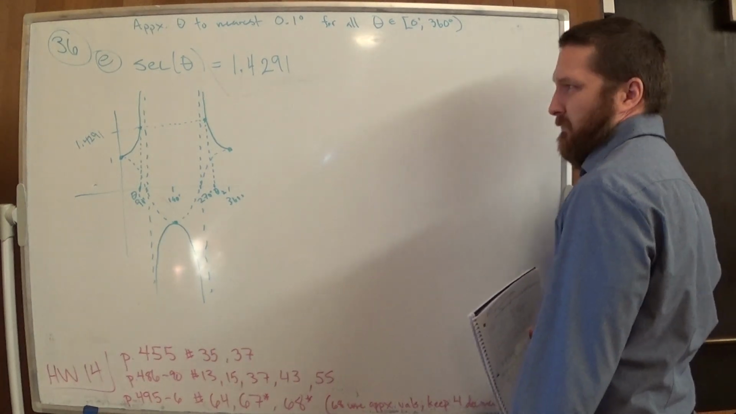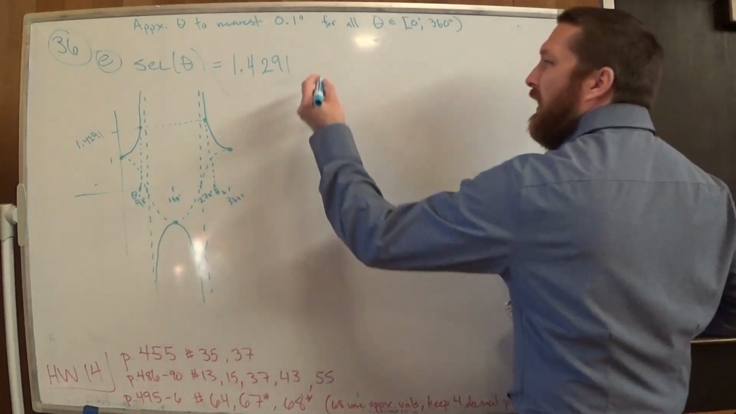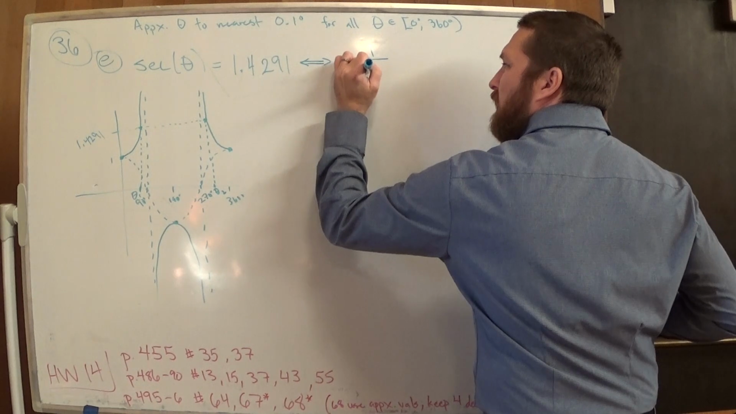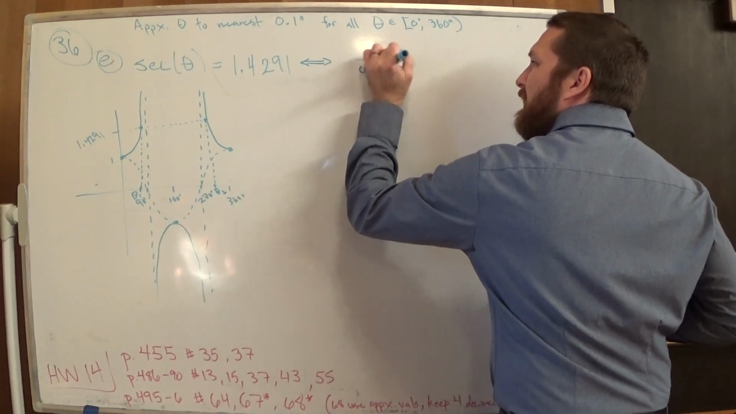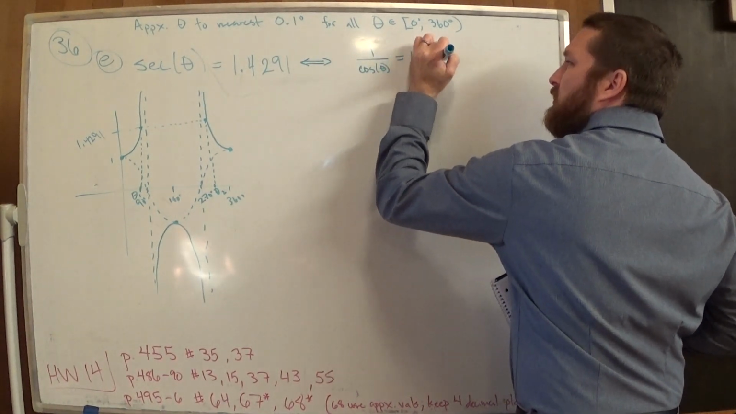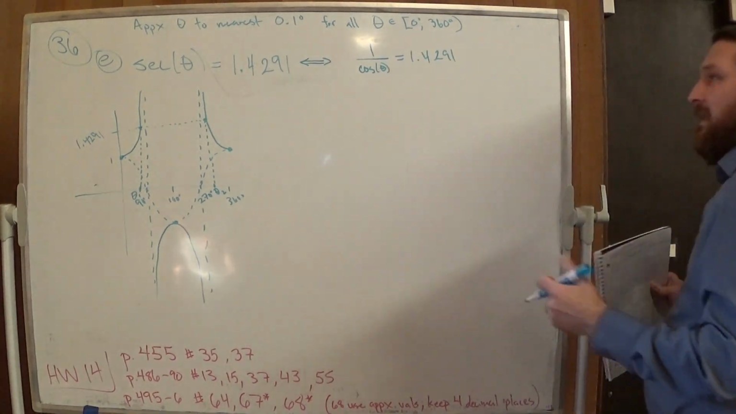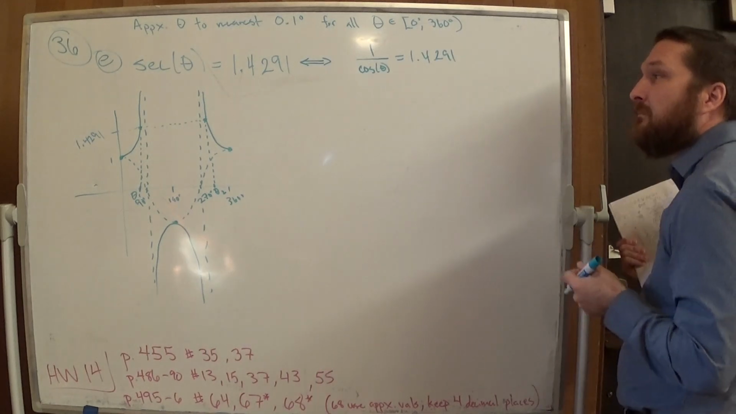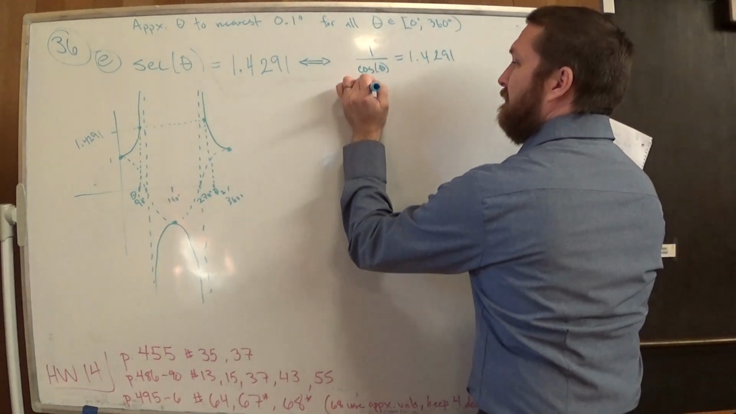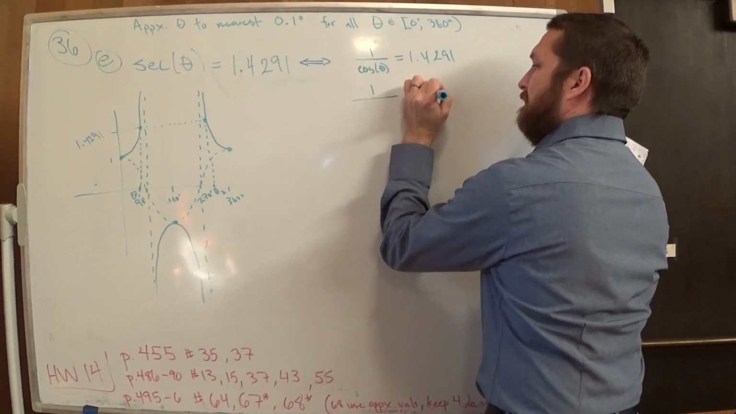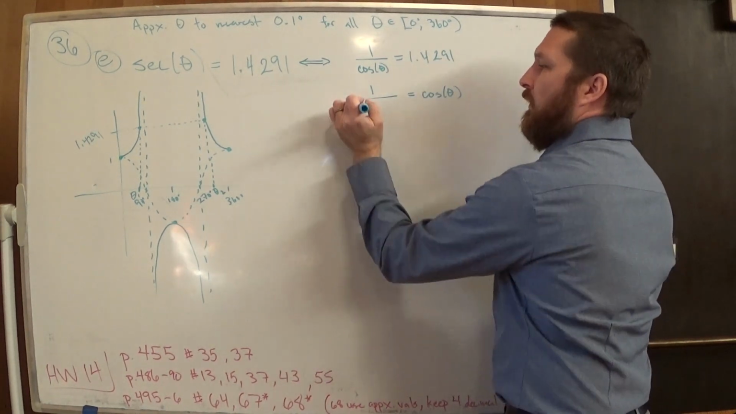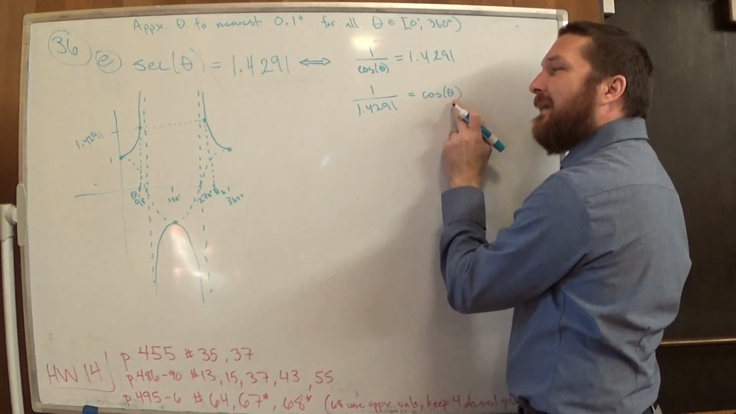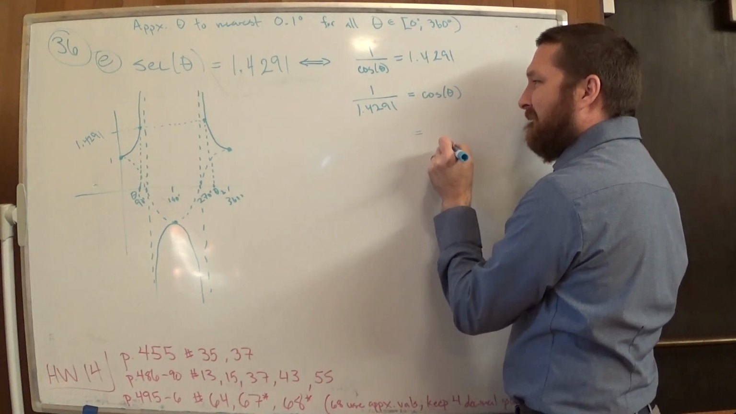What is secant? One over cosine. So I could rewrite this thing as 1 over cosine theta is equal to 1.4291. Now, can I get that cosine theta by himself? Yeah. So flip both sides, multiply both sides by cosine and divide this side by 1.4291. There you go. Cosine theta equals 1 over 1.4291. Now, how do I get that theta out of there? Arc cosine.